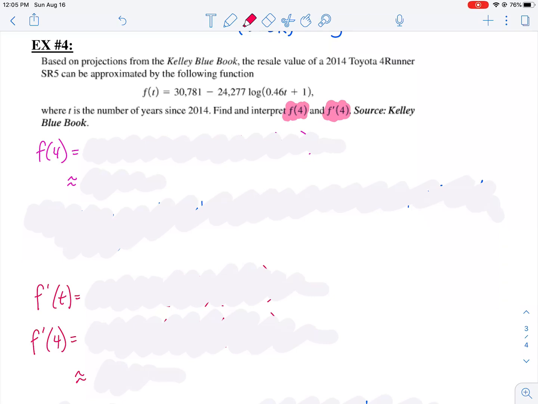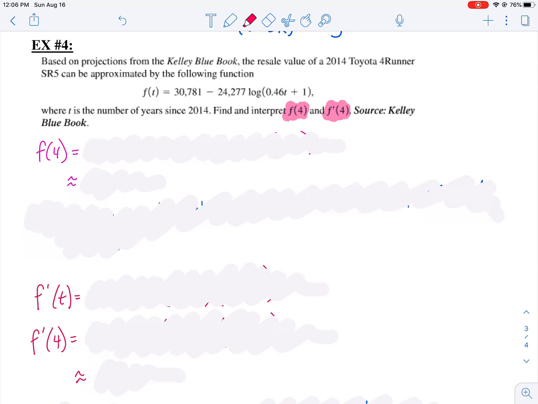All right, our last example in Chapter 12, this is 12.5, example number 4. We're going to do an application problem using our logarithmic derivative rules. It says here, based on projections from Kelley Blue Book, the resale value of a 2014 Toyota 4Runner SR5 can be approximated by the following function. So F is the resale value, and T is the number of years since 2014. It asks us to find and interpret what f of 4 is and what f prime of 4 is.